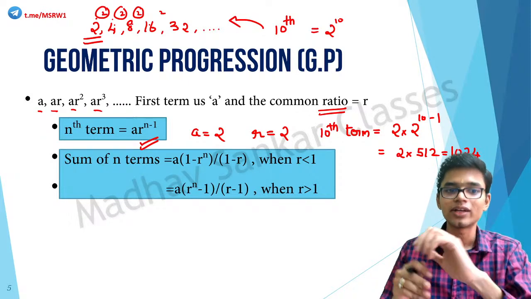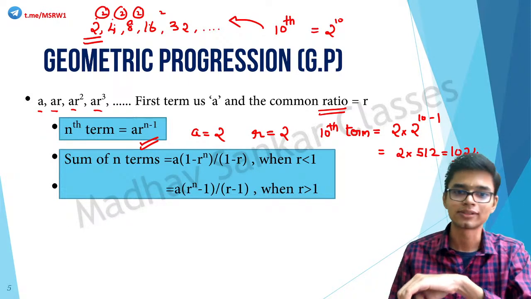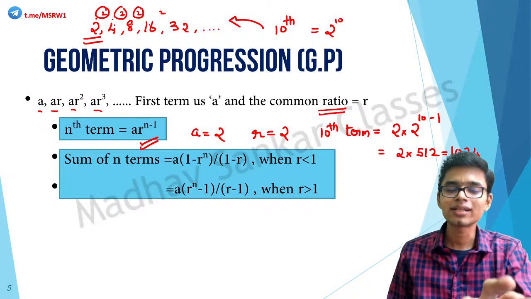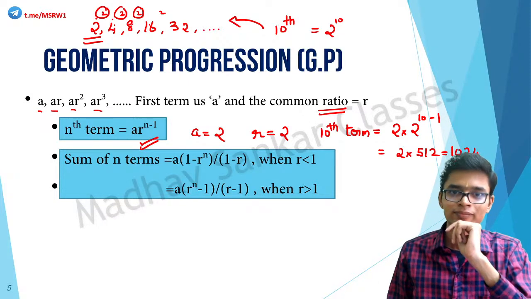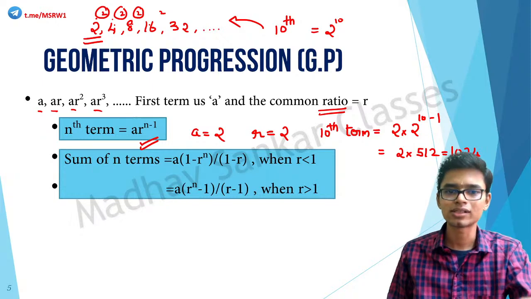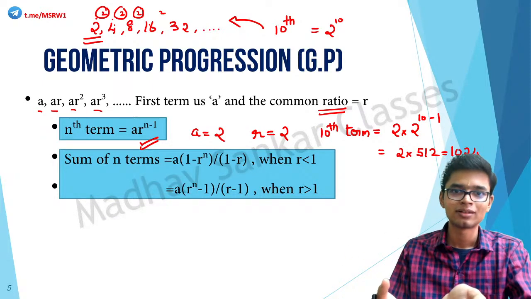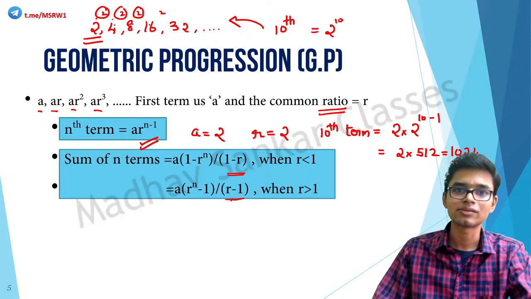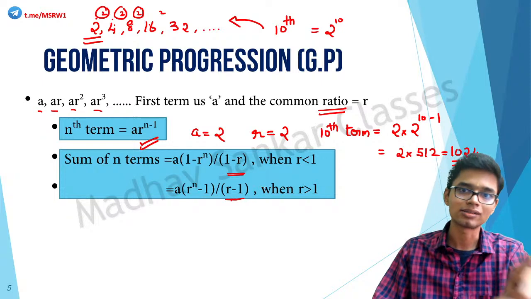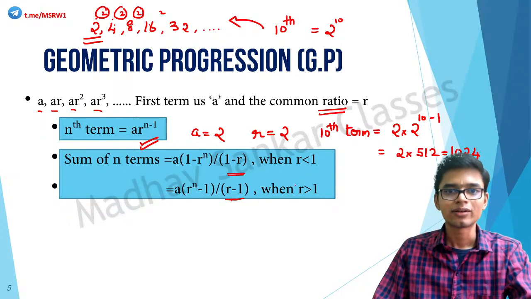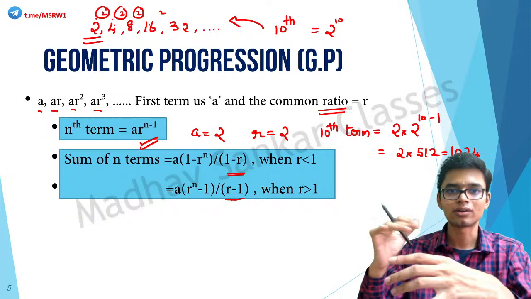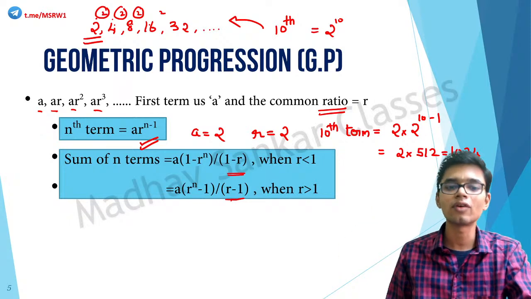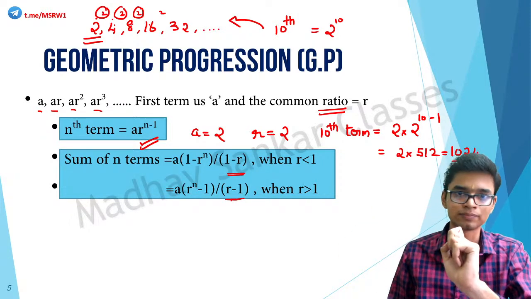Alright, now we are going to find the sum of n terms. In this case, there are two formulas. Why do we need two formulas? Because here we have a denominator, and in this denominator we have 1 minus R in one and R minus 1 in the other. So we have different formulas when R is greater than 1 and when R is less than 1. Otherwise, negative numbers will come in and it will be more confusing. So we have two different formulas based on the value of R.